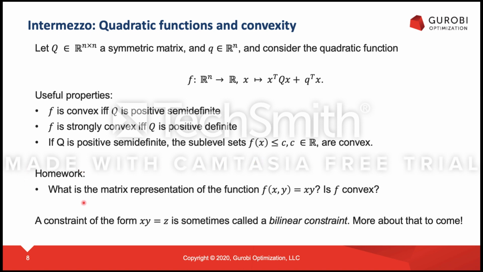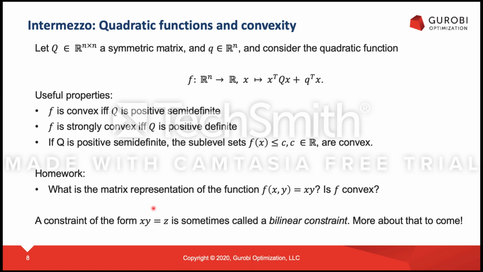And since it's a lecture, there's one piece of homework for you. Here is some quadratic function, the simplest one I can imagine. And maybe you can determine what the matrix representation of this function is and whether it's convex or not. I didn't pick it just for the function itself, but because we will handle this object in the following slides a little bit more in detail. So if you see this constraint here, x times y equal to z, this is sometimes called a bilinear constraint. And we'll talk about that a lot in the next slides.